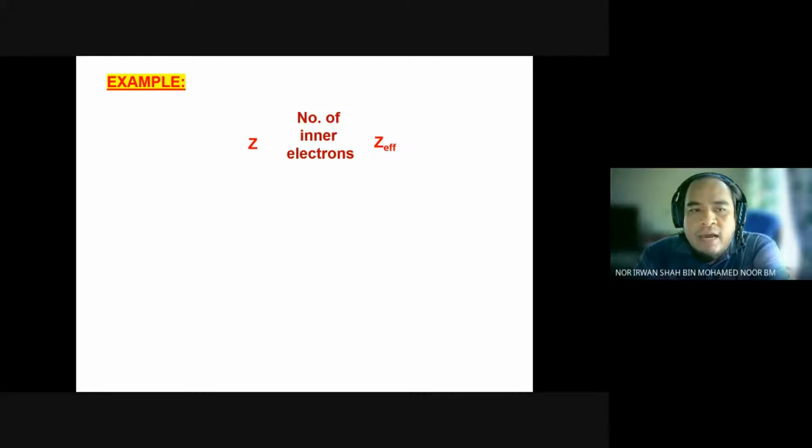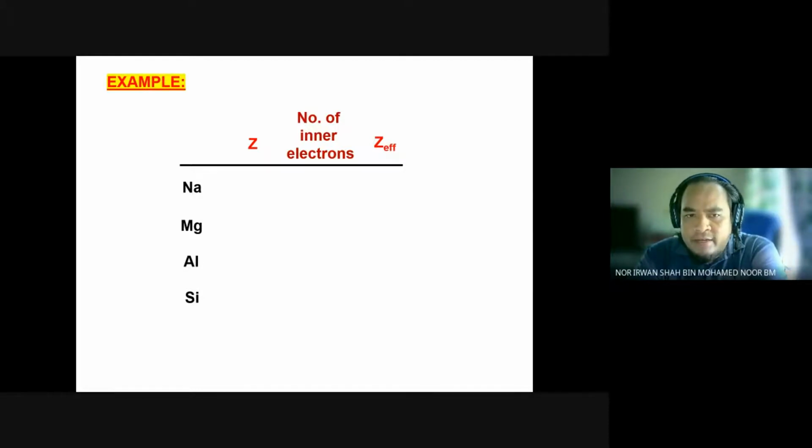Right guys, ni saya nak kita buat sama-sama. So here saya nak tunjukkan macam mana kita nak calculate this effective nuclear charge. Okay guys, so here I'm using these examples. I'm using these 4 elements. So what do we have here? We have sodium, magnesium, aluminium and silicon. Right. So firstly, let's write the Z dulu, kita tuliskan dulu apakah Z bagi setiap elemen ini.